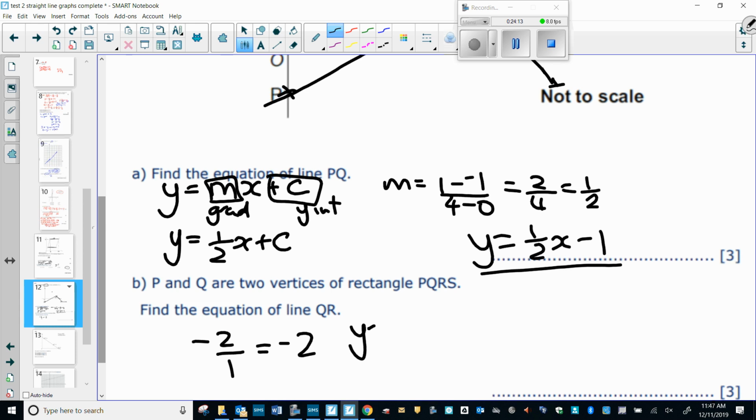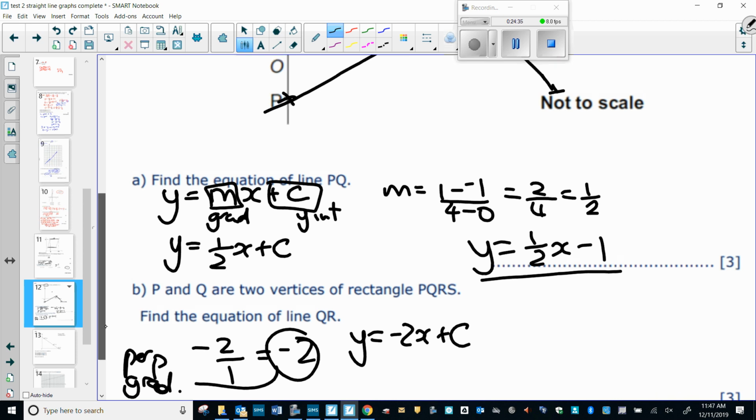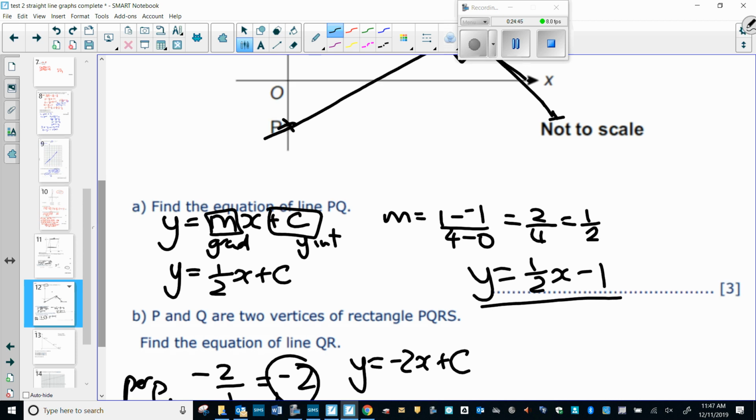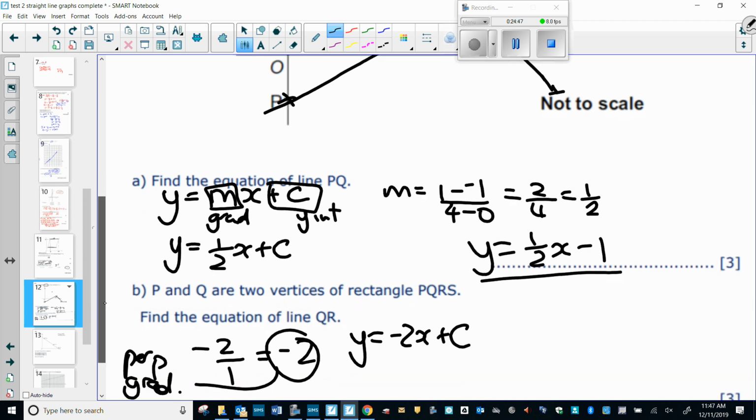Okay, so we know that it's going to be y equals -2x plus c because it was a perpendicular gradient. But we need to find the full equation, so what do we now do? Substitute in according to Q. Good. Now this one, it does matter which one you choose, because we know that the line QR goes through the point Q and R. It doesn't go through the point P. You all happy with that?